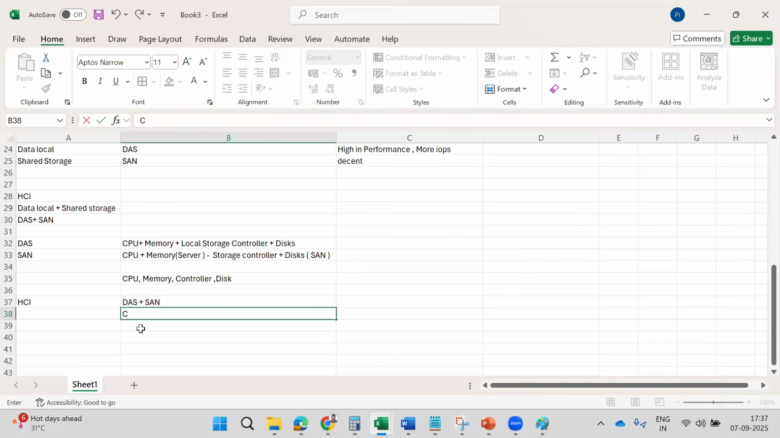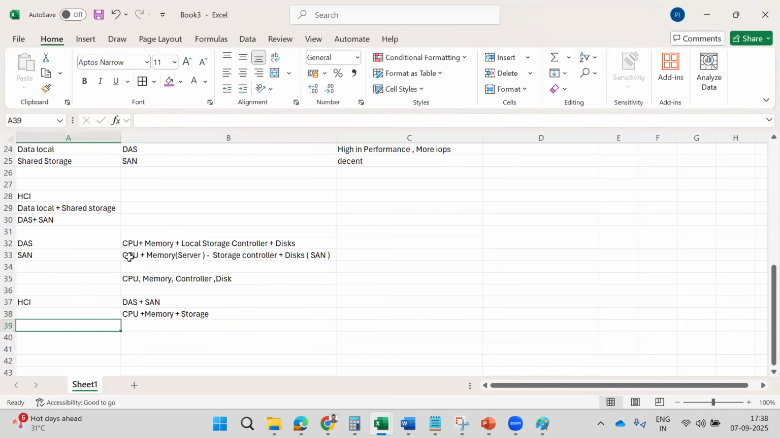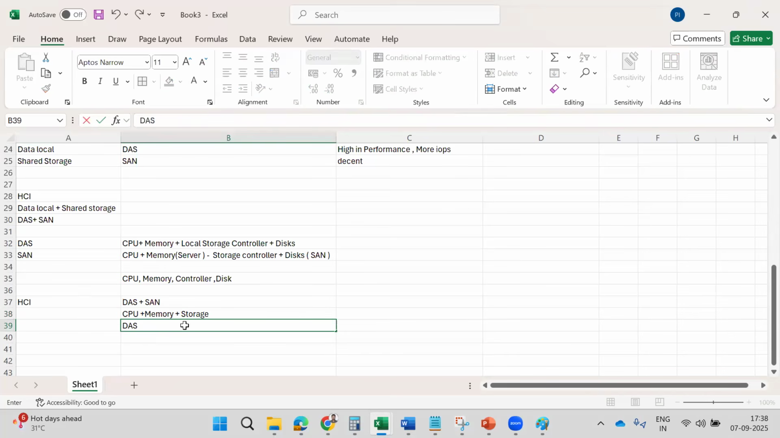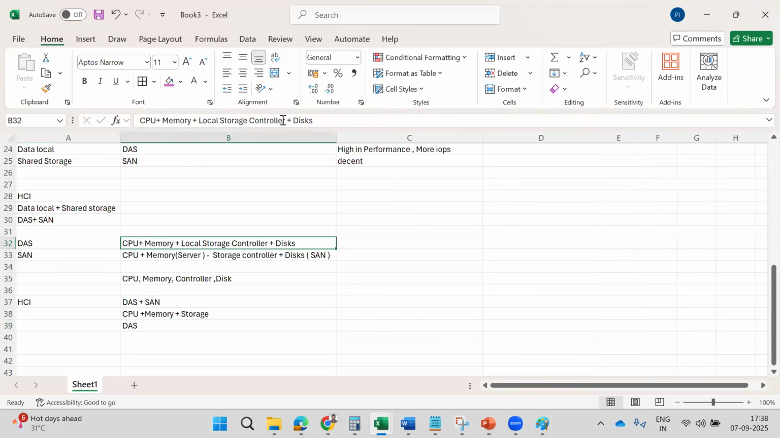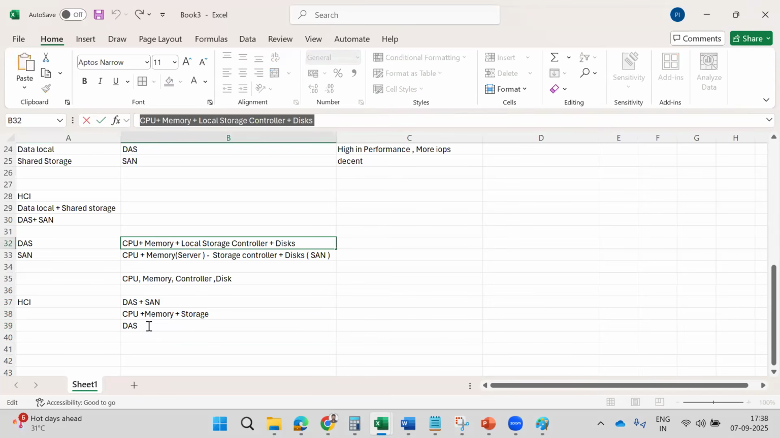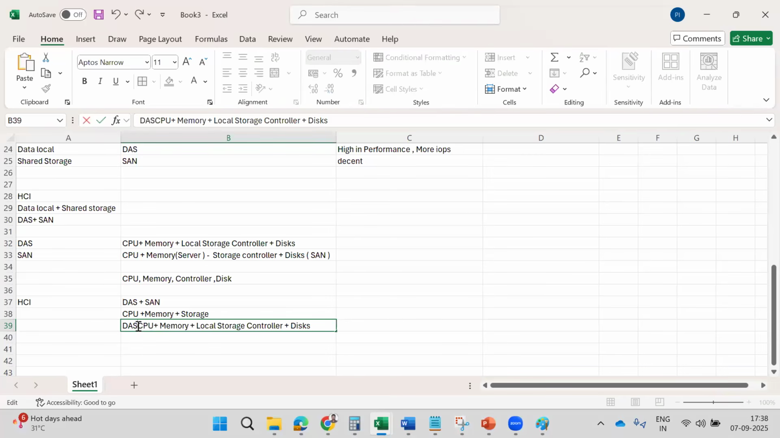So HCI requires CPU plus memory and storage. These are the common ones, right? So now what I do, I buy a DAS server to set up the HCI. When I buy a DAS server, I get CPU, memory, local storage controller, and disk. Right? I get all this.